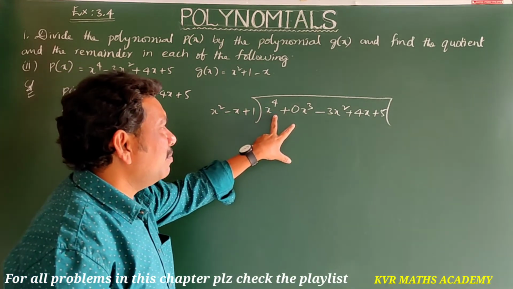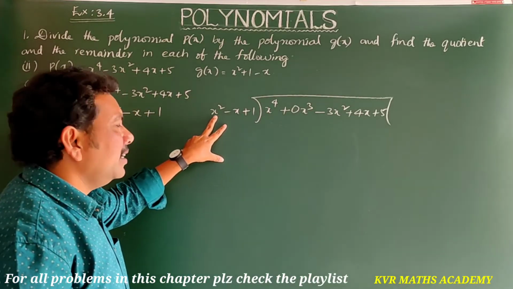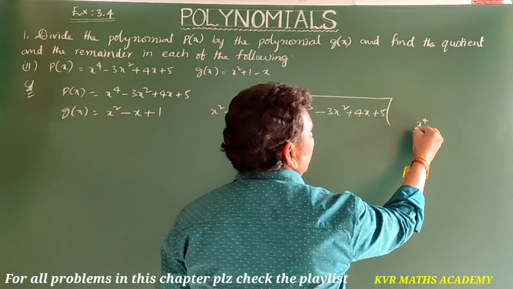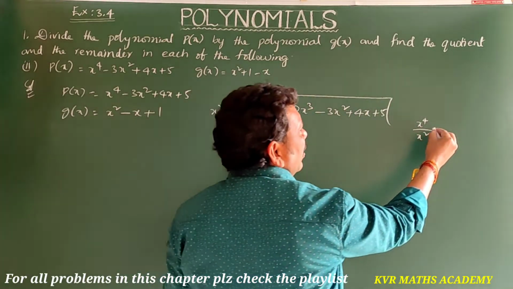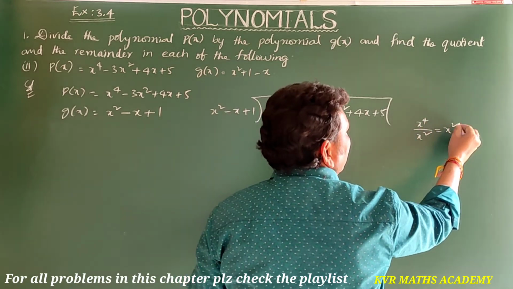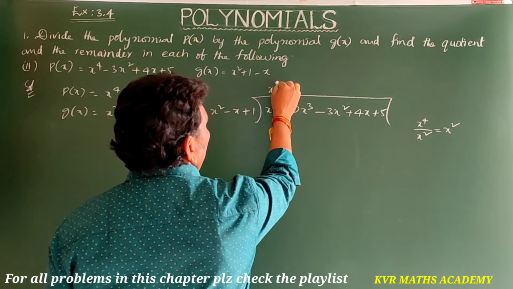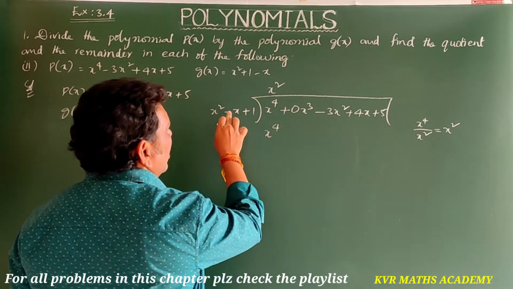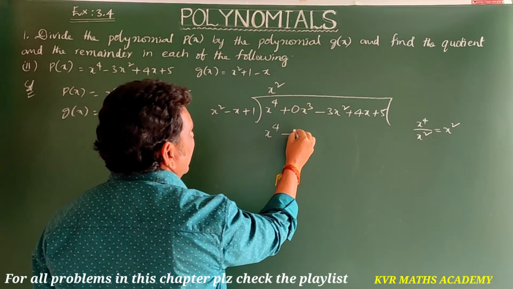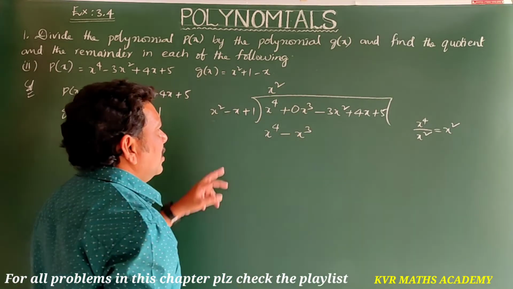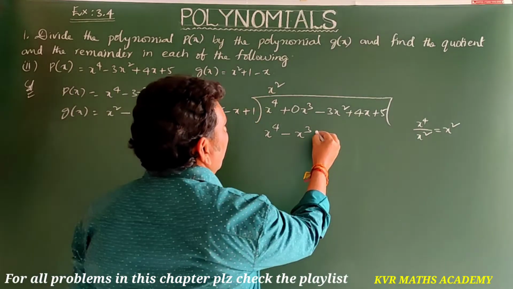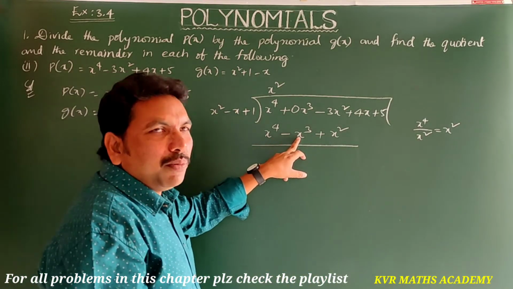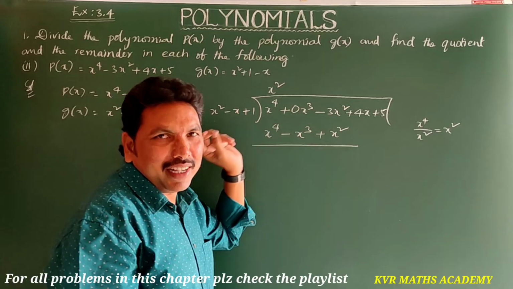So what will you do now here? Yes, here first term in dividend is x power 4. First term in divisor is x square. Alright. So first term here, this is x power 4 by x square. So how much will you get? x power 4 by x square is x square. So the first term in the quotient is x square. x square into x square, x power 4, minus x into x square, minus x cube, right? Next plus 1 into x square, plus 1x square. So we have got x cube term only now, that's why I have taken 0x cube.